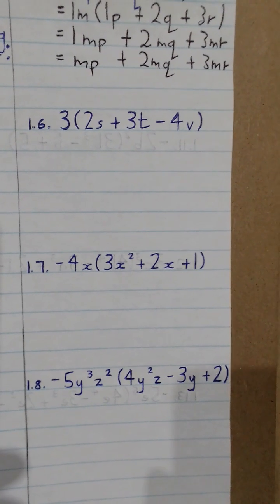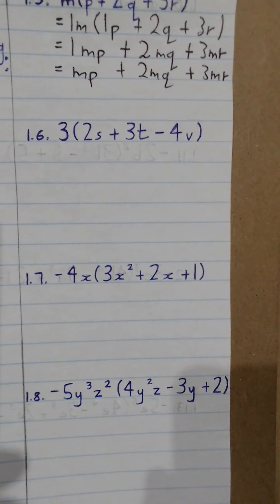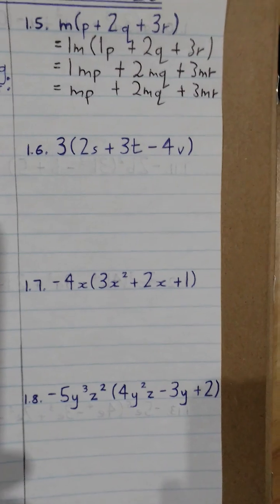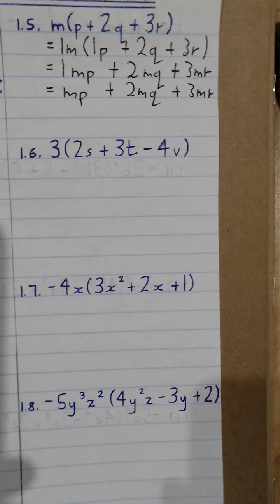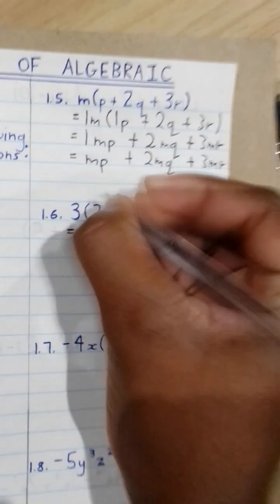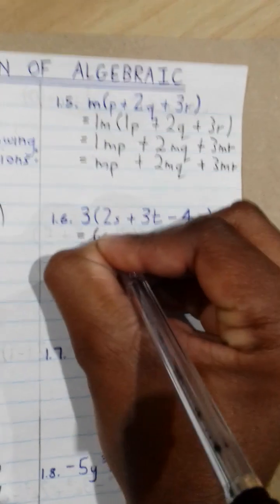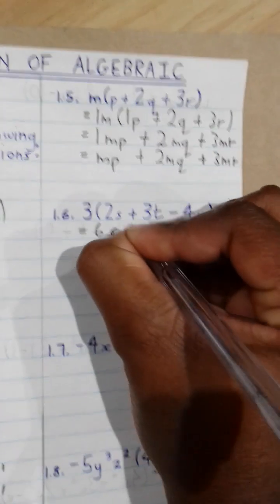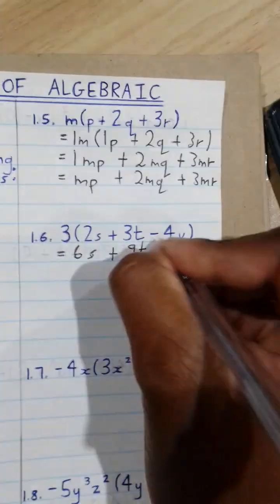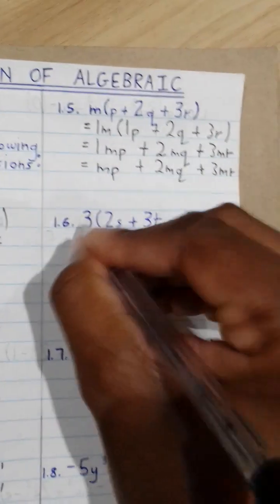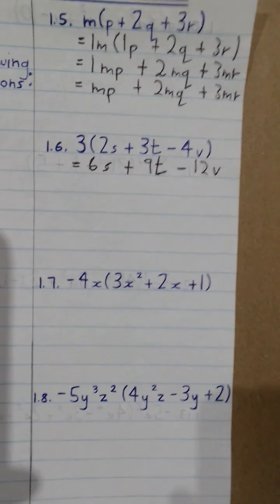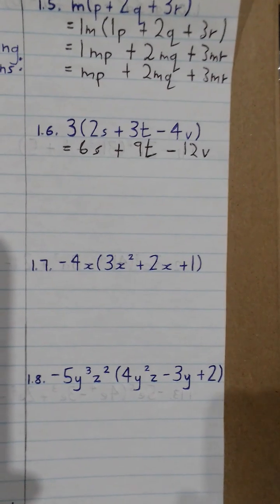1.6, 3 open bracket, 2s plus 3t minus 4v close bracket. We have a number externally, so we just multiply the number with everything internally. 3 times 2 is 6s. Positive times positive is positive. 3 times 3 is 9t. Positive times negative is negative. 3 times 4, 12v. I hope that is clear and I hope that makes sense.